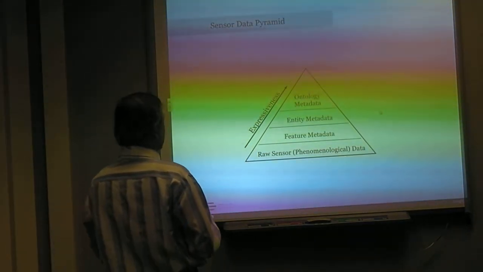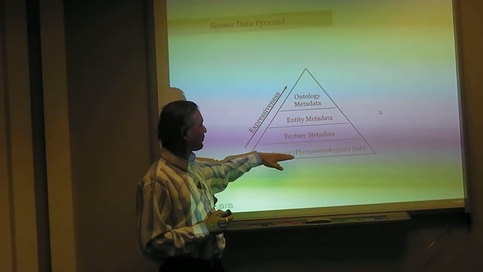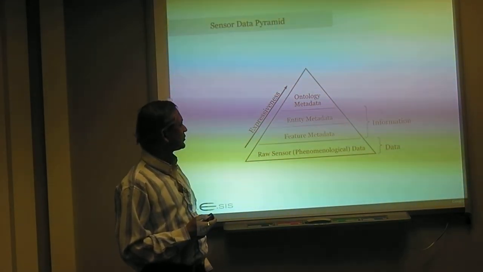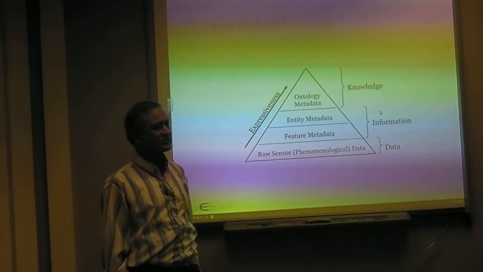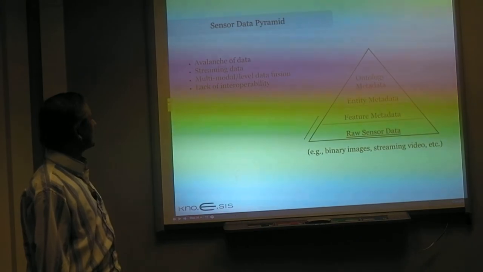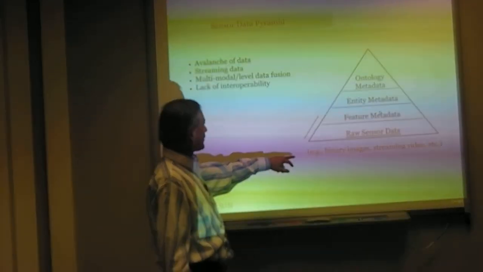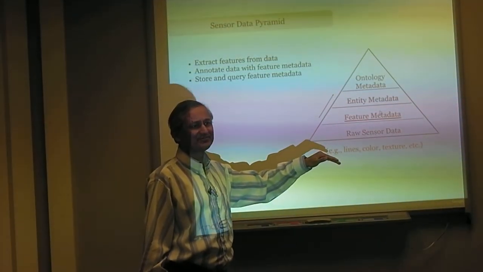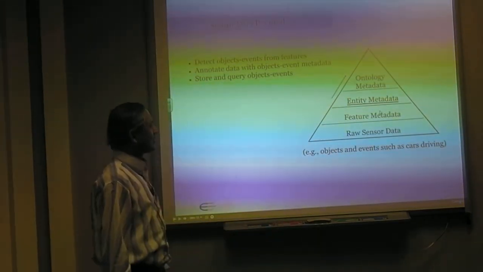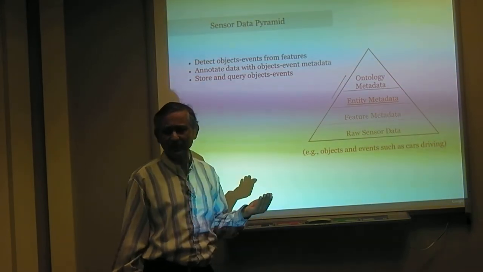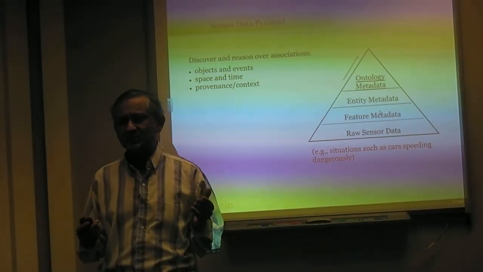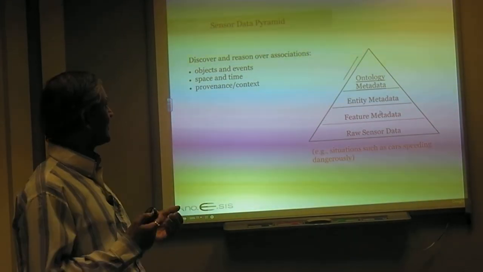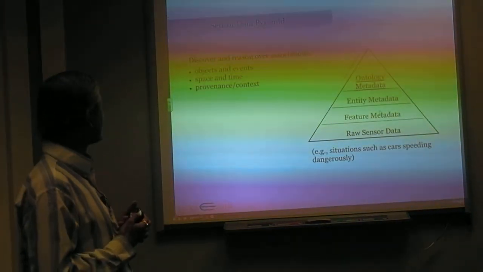The pyramid here would be that you have raw sensor or phenomenological data, feature metadata, entity metadata, and ontological metadata. This would be called, in our terms, data, information, knowledge, this kind of thing. Here you start with the example of binary images, streaming video, and all that is raw sensor data. Then you have lines, colors, and textures. That gives you features. Then you have objects and events such as cars driving. That is an example of an entity. And then you have situations such as cars speeding, or driving dangerously. That is really an understanding, the ontological meaning level.